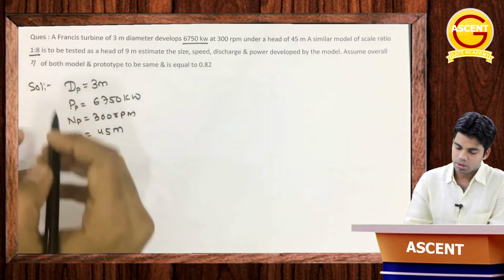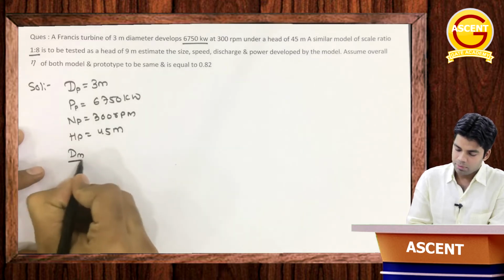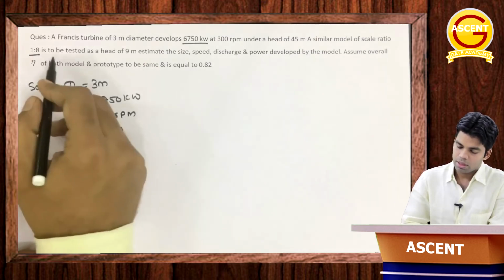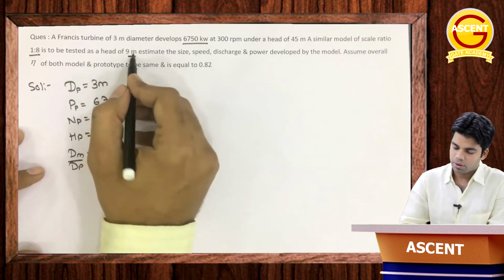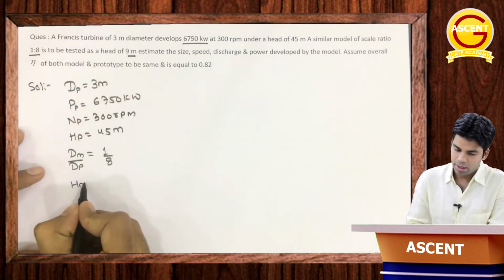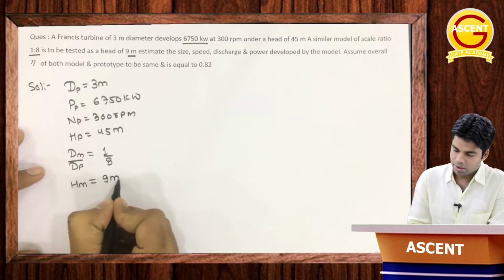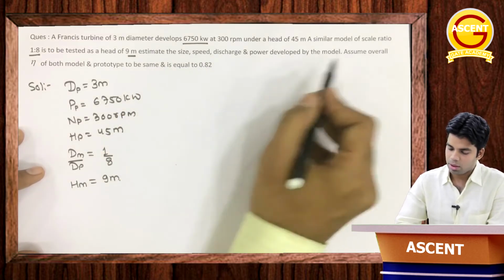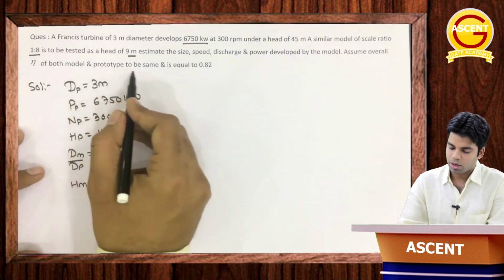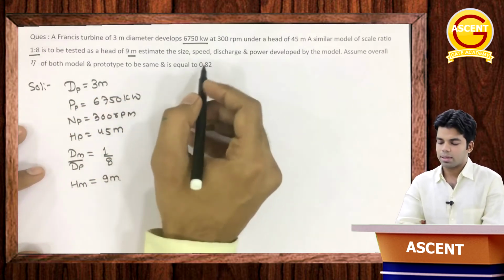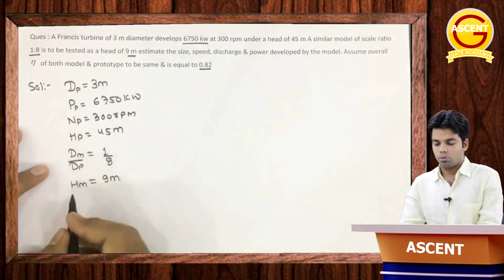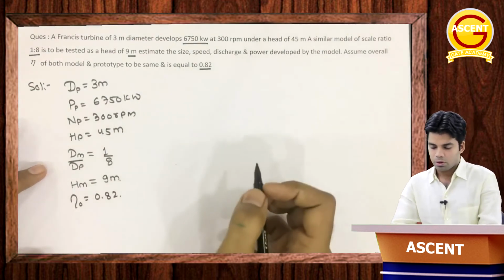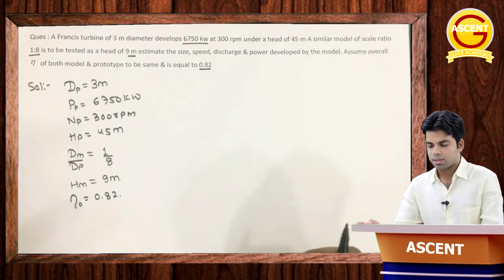Scale ratio is given as 1:8, that means D model by D prototype is 1:8, is to be tested under a head of 9 meter, that means for the model head is given as 9 meter. Estimate size, speed, discharge and power developed by the model. Assume overall efficiency of both model and prototype to be the same and equal to 0.82. Overall efficiency is also given, which is equal to 0.82. So we have to determine the speed, discharge and power developed.